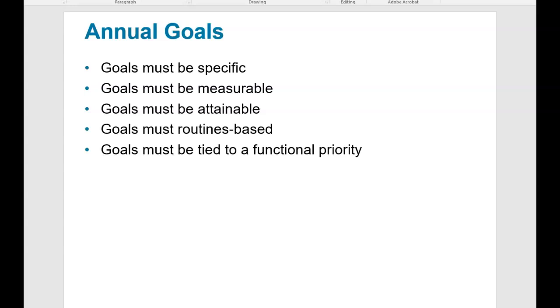Okay, the annual goals must be specific, measurable, attainable, routines-based, and tied to a functional priority. So if you have a student in 10th grade reading at a second grade level, are you going to say in 1 year the student is going to be able to read at a 10th grade level? No, right? There's no way that's going to happen. The student is going to make progress. Absolutely. We hope so, right? But there's no way they can attain going from a second grade level to a 10th grade level. Okay. So that's what that means. Be realistic with your goals. We want them to make progress, and we want to shoot for the moon. Of course we do, but within reason, right? So kind of the moon with an asterisk.